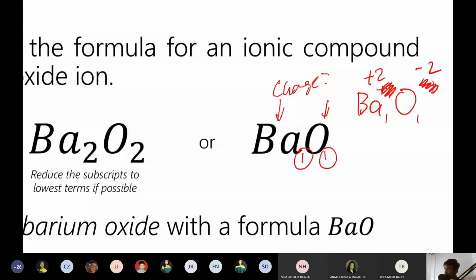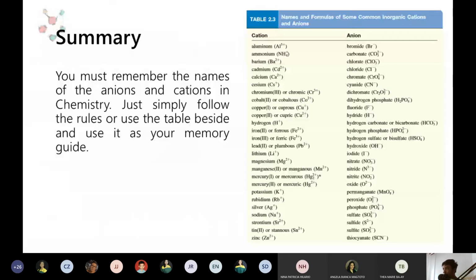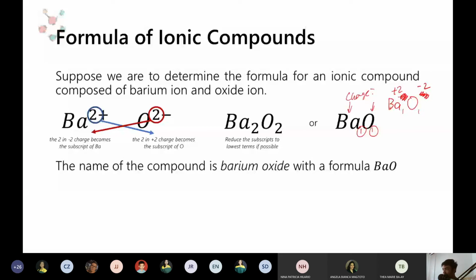That's why I told you, you can use this table. Andyan na yung mga charges. You just familiarize yourself. Best you can do is to memorize them or just be familiar. Okay? So, yun lang naman. It takes time for you to remember all of those stuff. Okay? So, yun yung formula. BaO. The name is barium oxide. The name of this is barium. This is oxide, monoatomic anion. So, barium oxide. The formula is BaO.